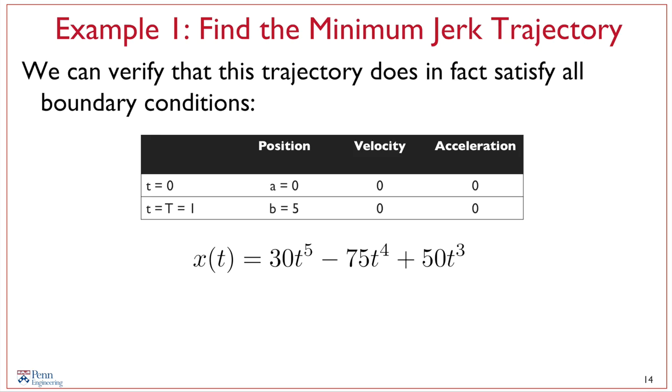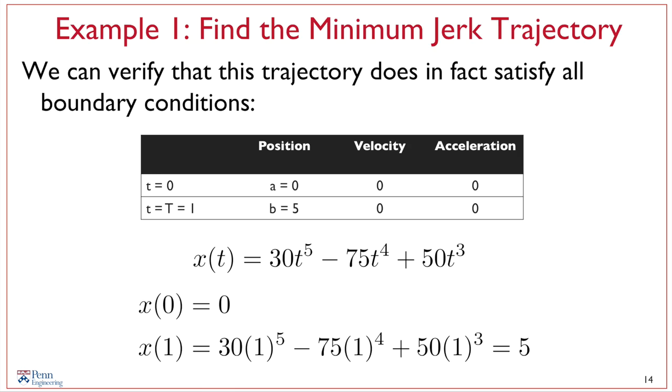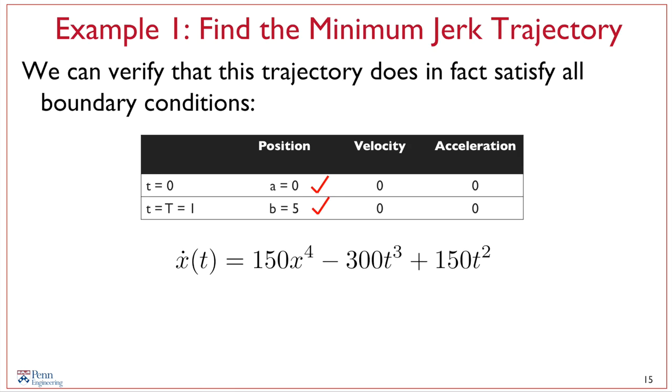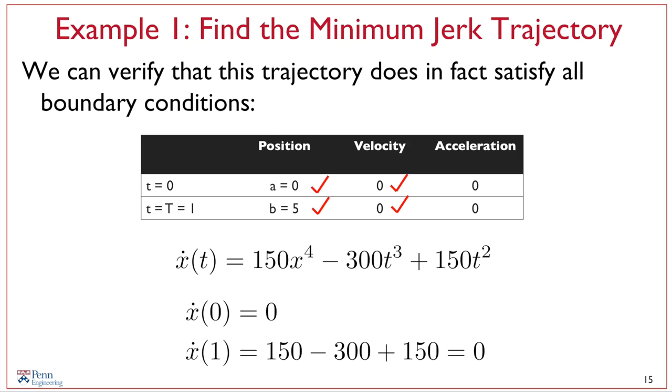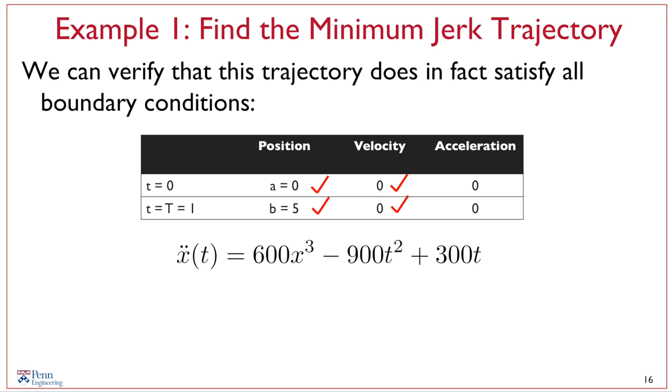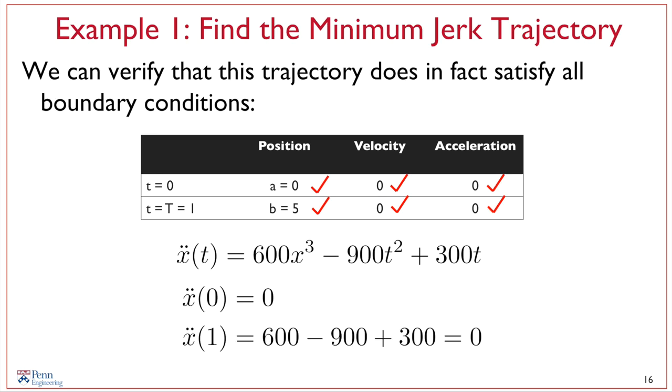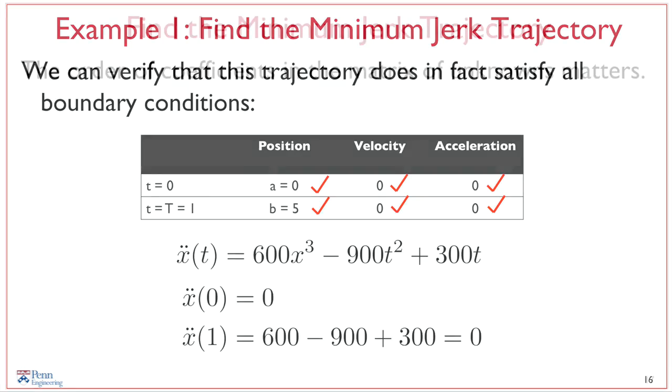We can verify that this trajectory does in fact satisfy all boundary conditions. Evaluating the function x of t at 0 and 1 gives us the values 0 and 5 respectively, as we specified in the boundary conditions. We can differentiate x of t to get the velocity function x dot of t. This function is 0 at both 0 and 1. Finally, we can differentiate once more to get the acceleration function. This function is also 0 at both 0 and 1.